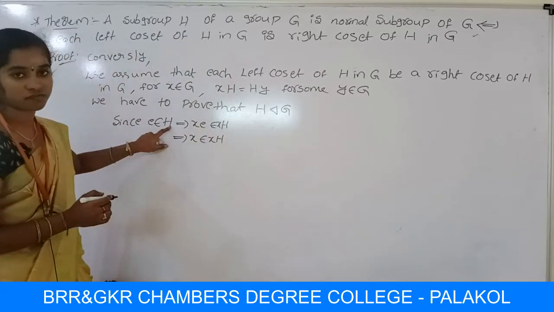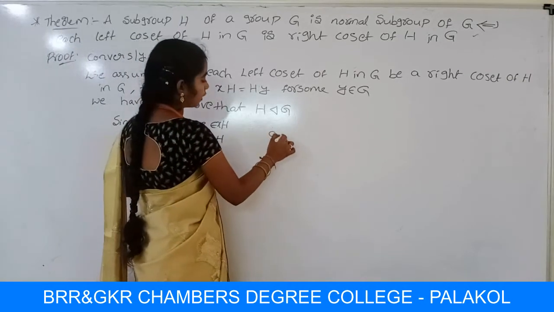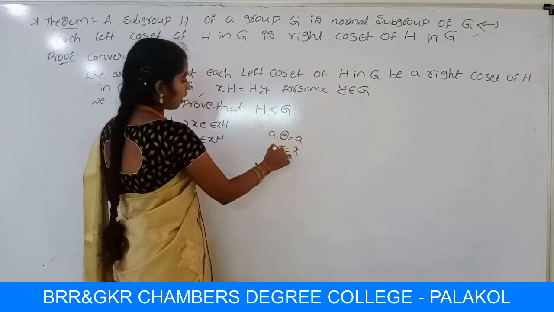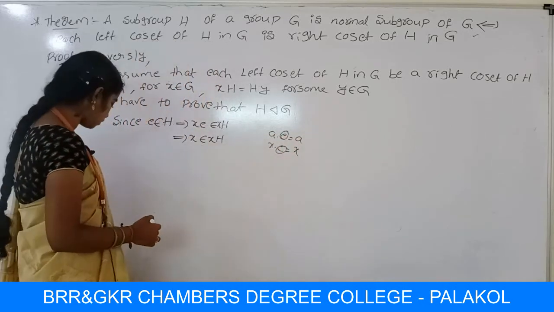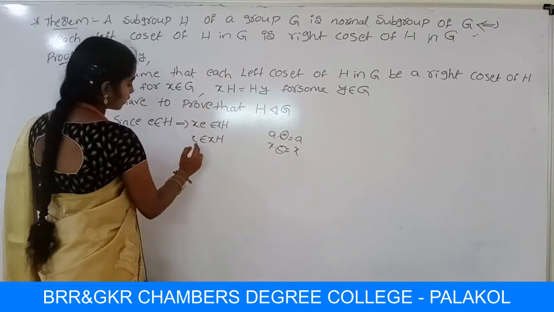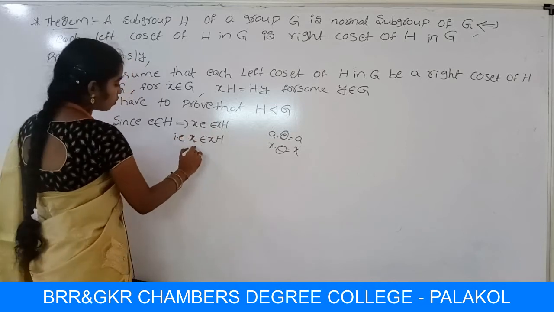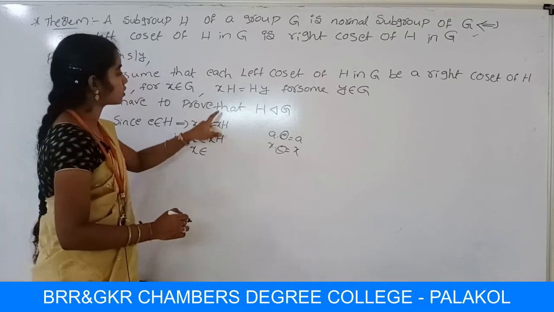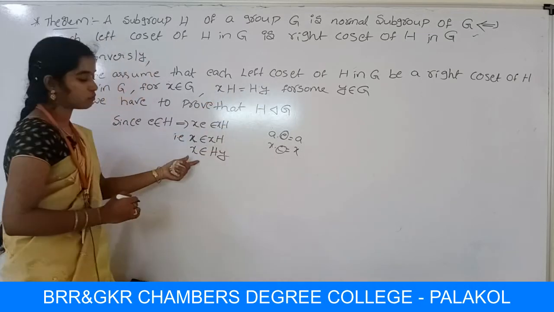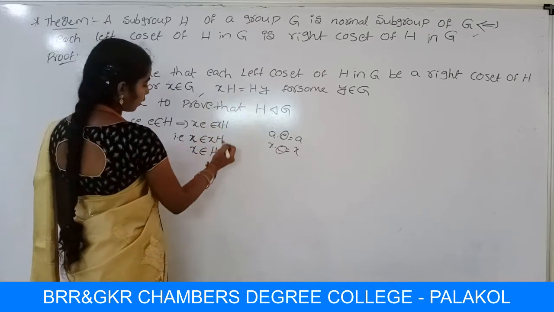So E belongs to H, H is a subset of Z, and E is the identity element. So for the identity element, A dot E equals A, X dot E equals X. So X belongs to XH, since X dot E value is X. So X belongs to XH can be written as HY, by using XH equal to HY.